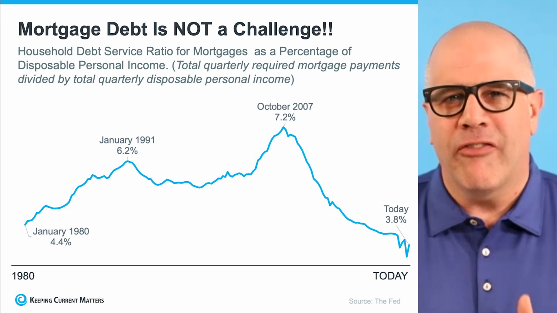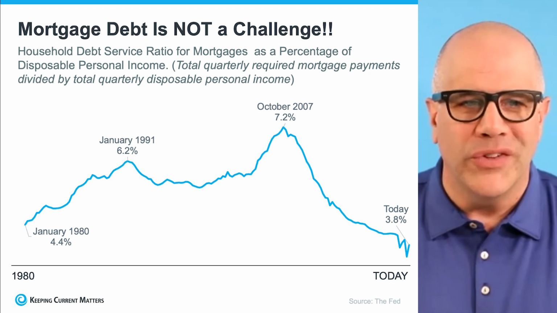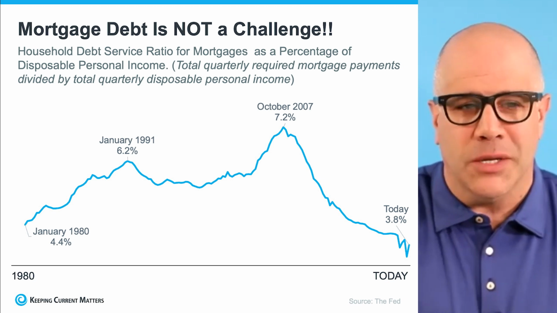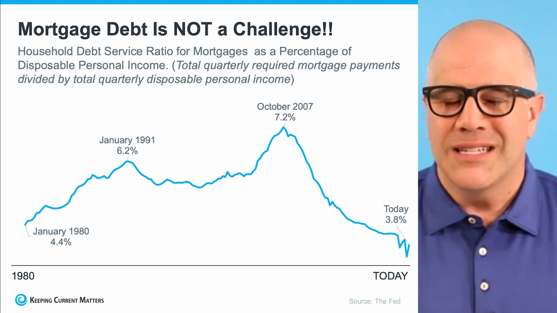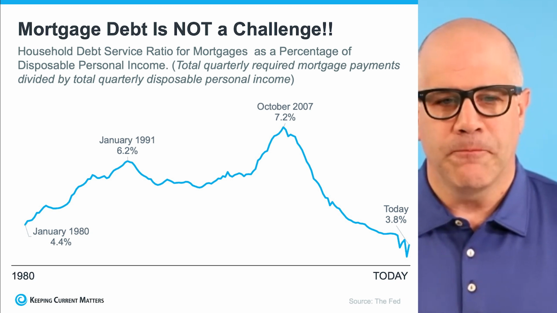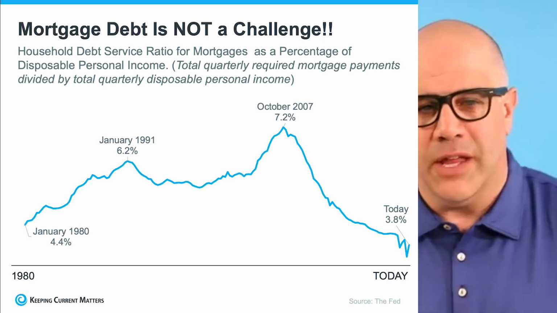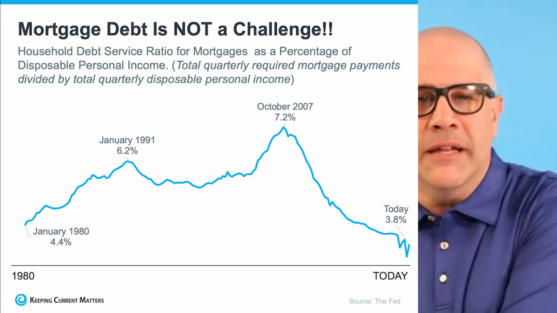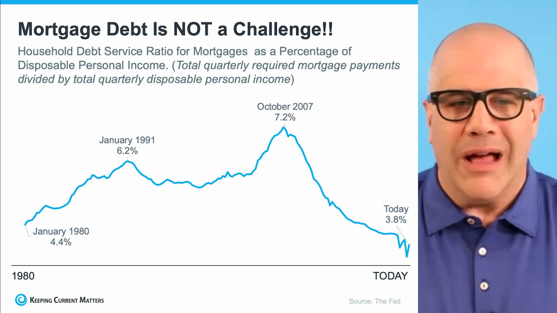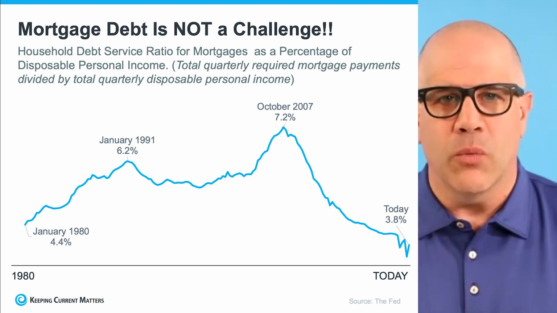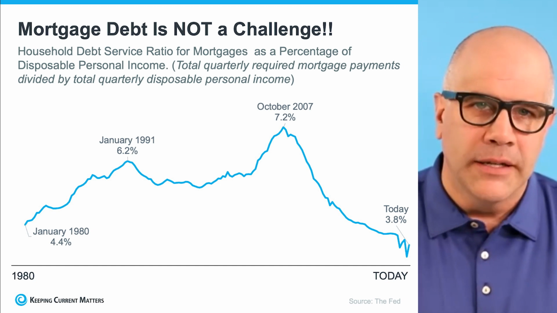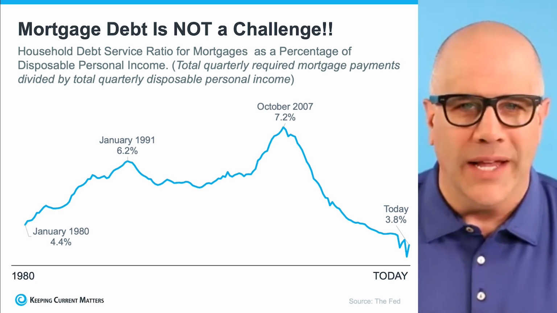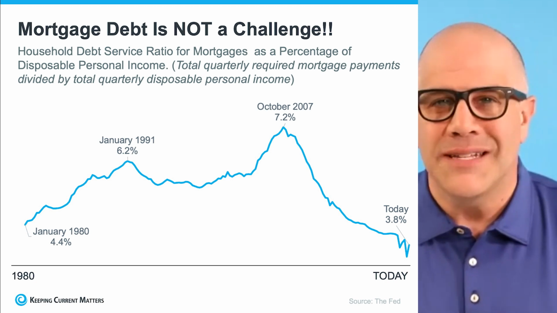A study from the Fed here looks at the household debt service ratio for mortgages. That's really a percentage: a mortgage as a percentage of disposable income sits at 3.8% today. Back in 2007, that was 7.2%. If anything, we've seen that number slide since 2007. We are not even where we were in 1991. The percent of debt as compared to personal income is lower than it's been for quite some time, going all the way back to here, 1980.